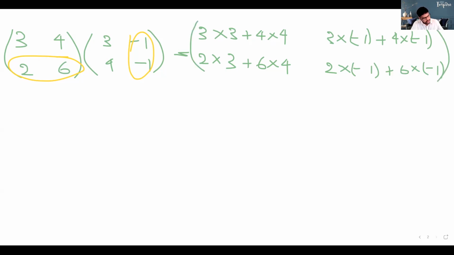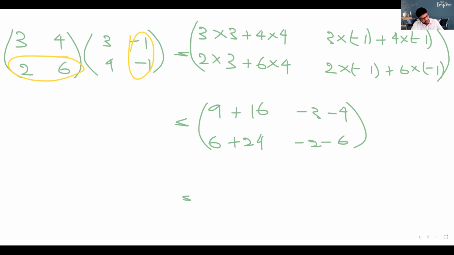So when you simplify, children, this gives us 9 plus 16, 6 plus 24, and negative 3 minus 4, negative 2 minus 6. So that is 25, 30, minus 7, minus 8. So I believe this is the answer that you all got.